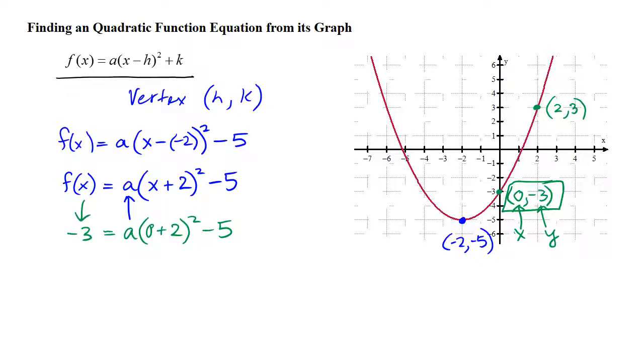So here I have an equation with now only one variable in it. If I simplify and solve, I can figure out what a is. So simplifying, -3 is just -3, but over on the right, 0 plus 2 is 2, squared is 4. And then I have the -5. To solve for a, I need to add 5 to both sides. So I'm going to get 2 equals a times 4. And that 4 is multiplying, so just divide it on both sides. So we get a equals, now be careful here, this is 2 over 4 or 1/2. So a is equal to 1/2.